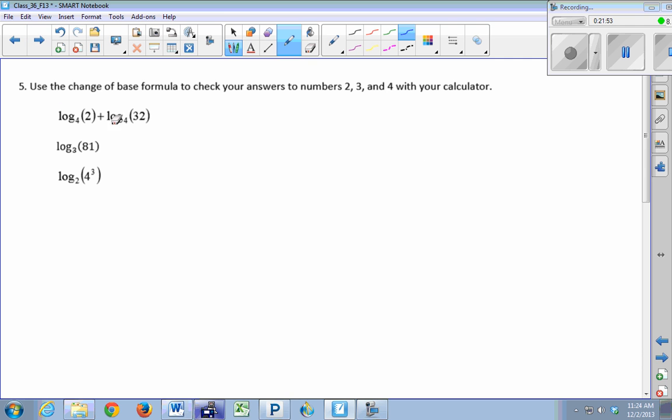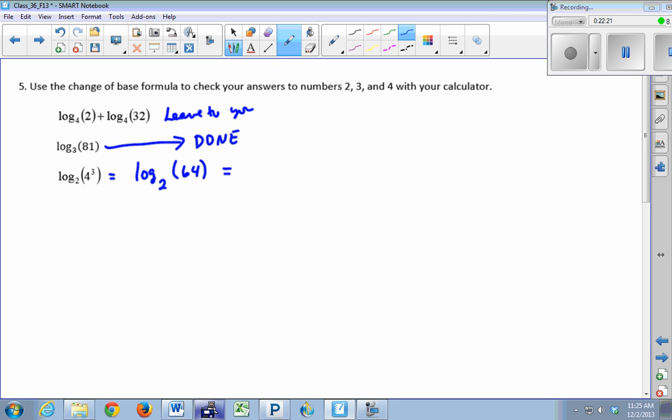Okay. So this one says use the change of base formula. We already used the change of base formula on this. This was done. Let's use the change of base formula on this one. I'll leave this to you to try. So suppose you forgot your property. You could do this: log base 2 of 4 cubed is log base 2 of 64.